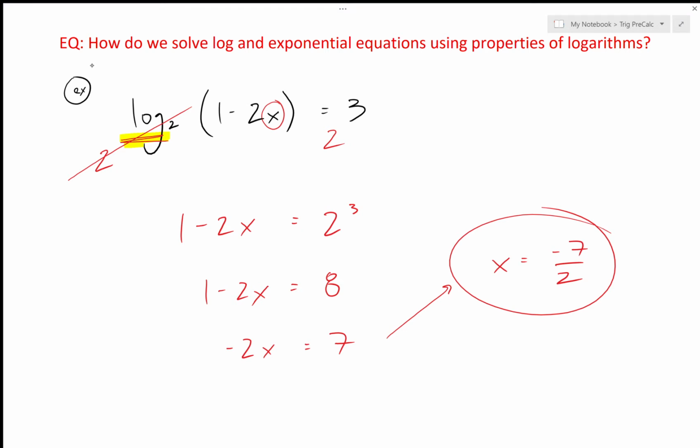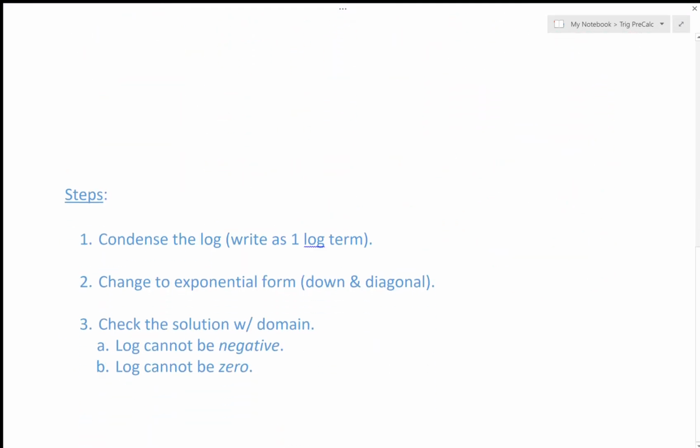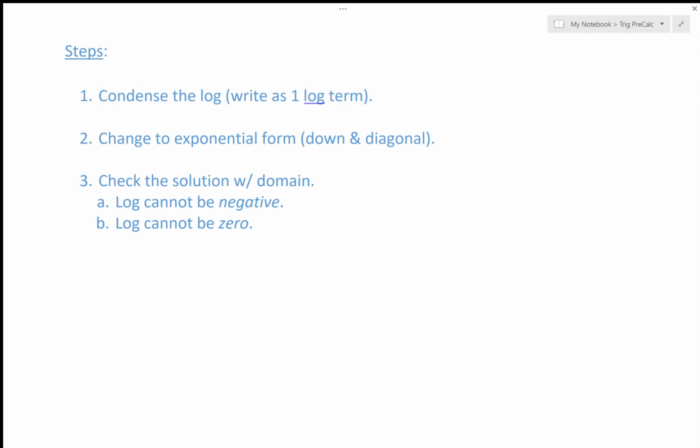Now, as we move on, there are some steps we want to look at for solving today's. So step number 1, condense the log. Write as one log term. Notice there, one log term. Step 2, change to exponential form like we did earlier, or you can use your down and diagonal. Step 3, check the solution with the domain. Log answers cannot be negative and they cannot be 0. So we're going to run into a couple cases like that.